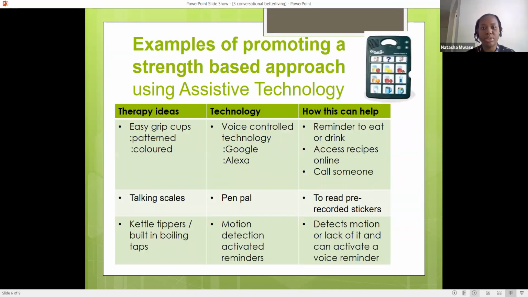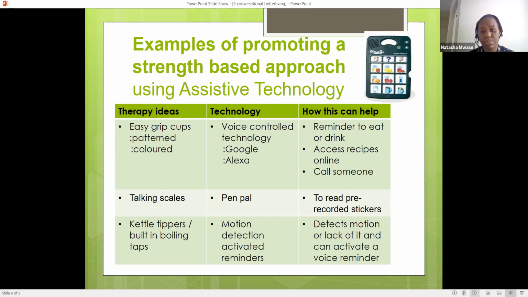So some examples of promoting a strength-based approach, like I mentioned before, one of the big things is assistive technology. Assistive technology is helping quite a lot of people with learning disabilities. We have different therapies in place that can help somebody continue to remain independent. So, for example, to meet somebody's nutritional needs, we can explore things like easy grip cups, patterned cups or colored cups.